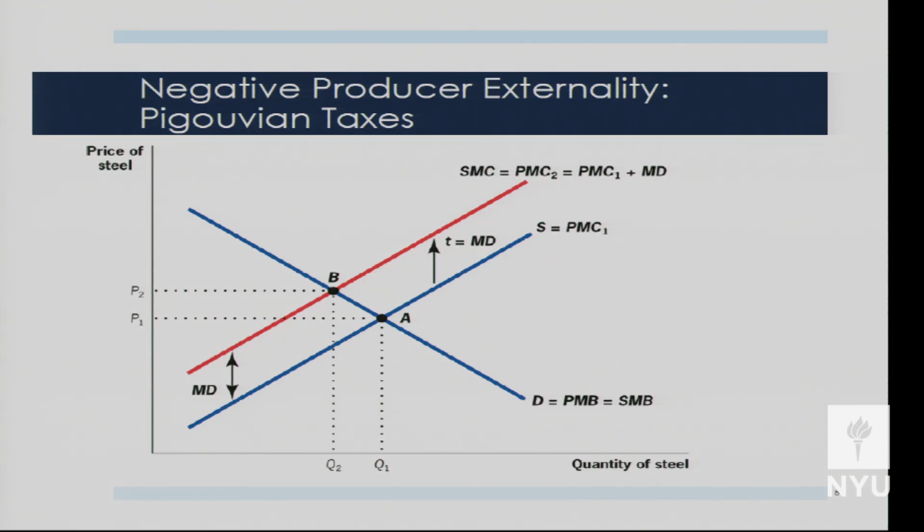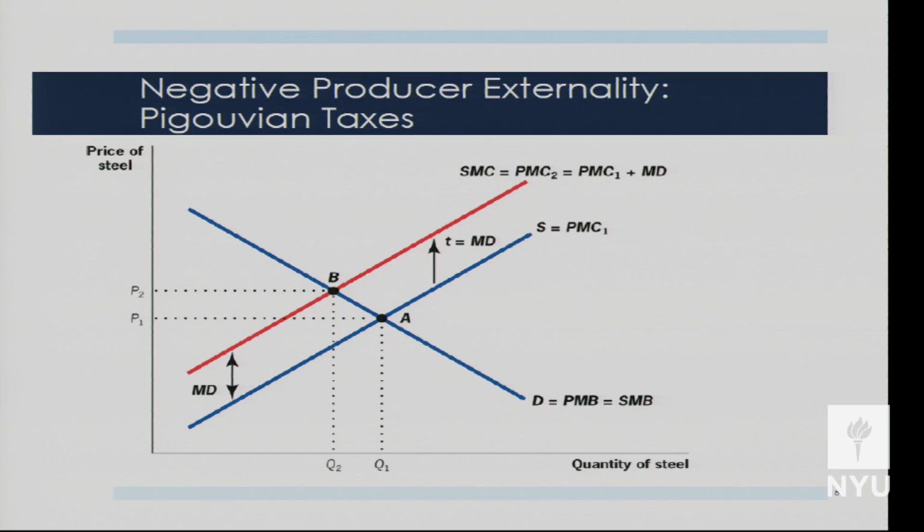Our supply curve initially, where S equals PMC, is equal to the private marginal cost, i.e. the cost of labor and capital inputs to produce each quantity of steel. It's the marginal cost of producing that quantity of steel, and it's simply the labor and capital inputs, what the firm faces as a cost of production. But this is a situation where we're modeling steel production as having a negative externality, some kind of negative environmental externality.